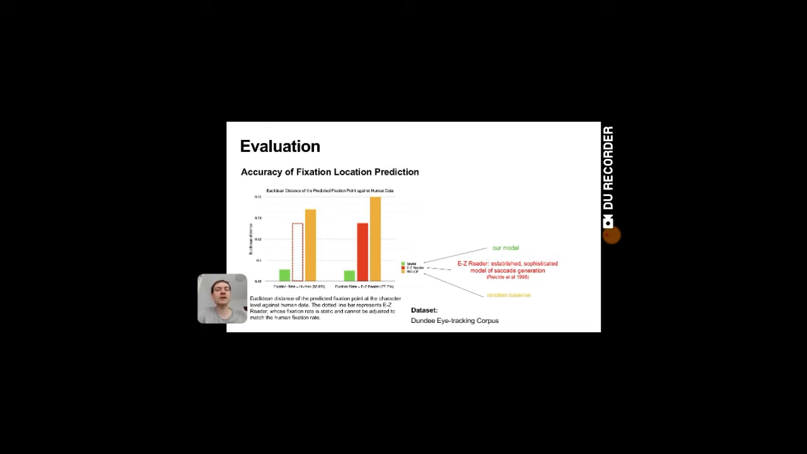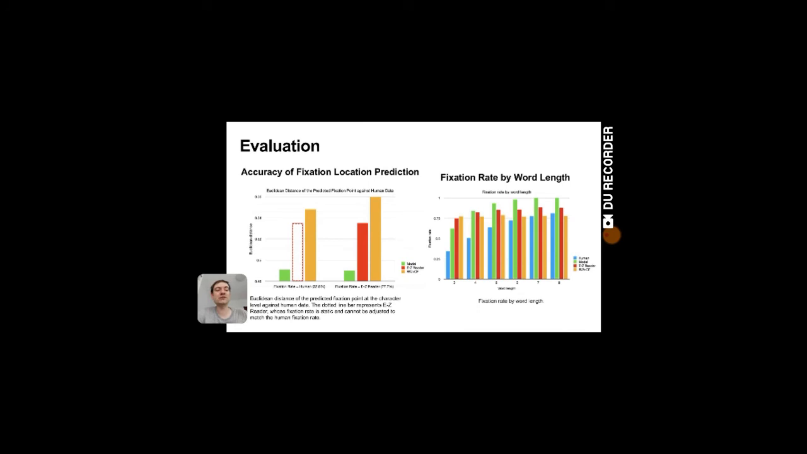And what you see here is first the accuracy of fixation location prediction, which we evaluate using a simple Euclidean distance metric to the next human fixation point. Our model is in green. You see it has a relatively low Euclidean distance compared to a random baseline, and also to the established and very sophisticated, certainly, EZ Reader model, suggesting that our model does capture something relevant to human fixations, even though it's unsupervised. There's no human gaze data that entered the model.